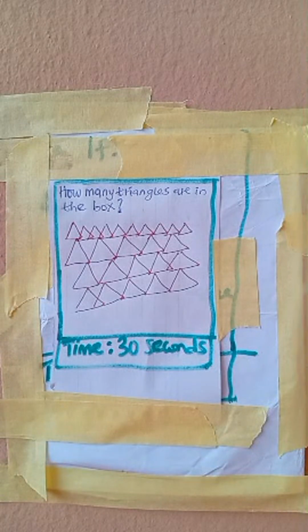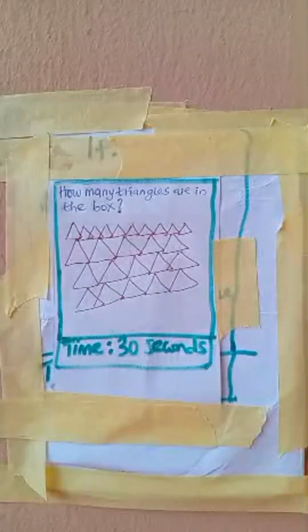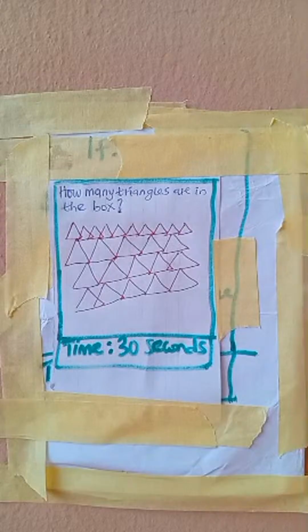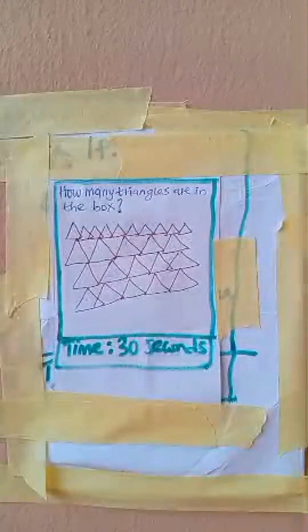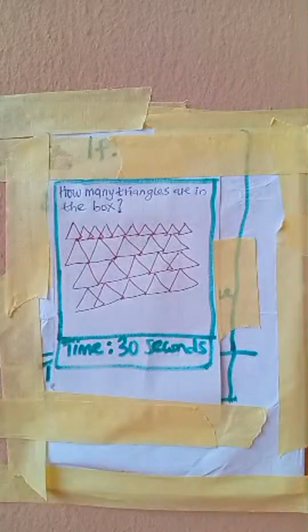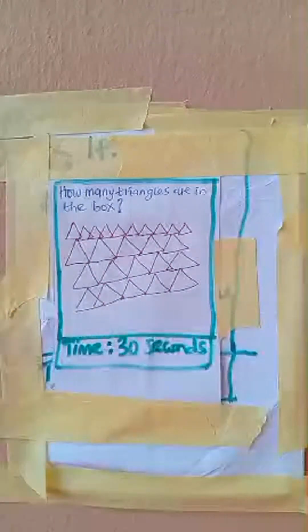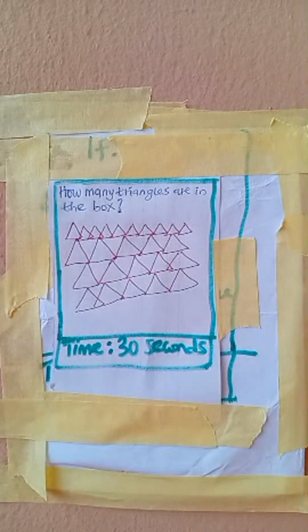I'd like you to tell me how many triangles are in the box. Just look at the box and count the triangles. It's quite simple, and let me know how many triangles are actually in the box. You have 30 seconds to tell me the answer to this question in the chat box or in the comment section, and I'll be back in the next 10 minutes to tell you the answer to this particular question.